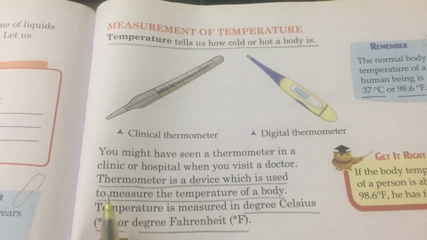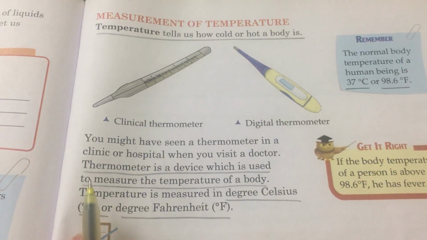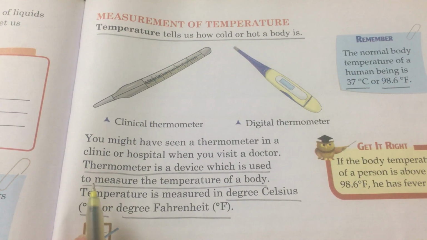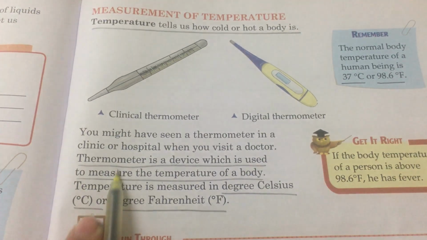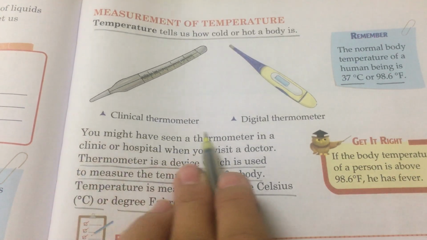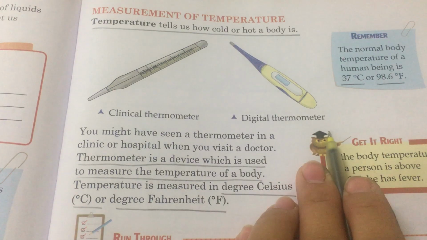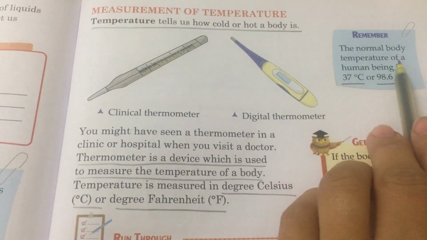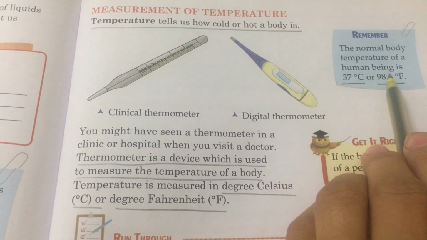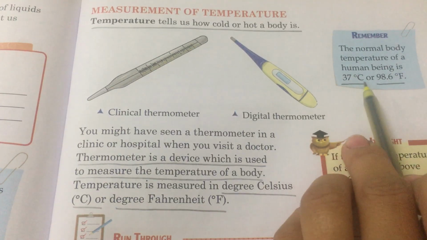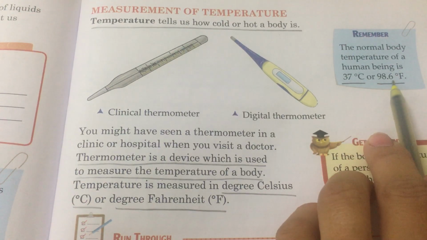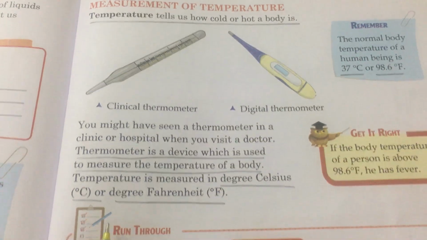Measurement of temperature. Temperature tells us how cold or hot a body is. Clinical thermometer and digital thermometer. Remember, the normal body temperature of a human being is 37 degrees Celsius or 98.6 Fahrenheit.